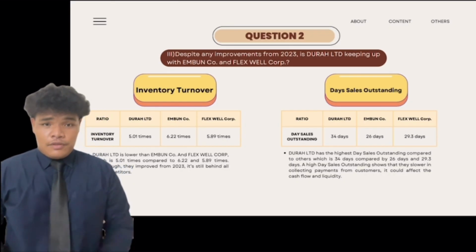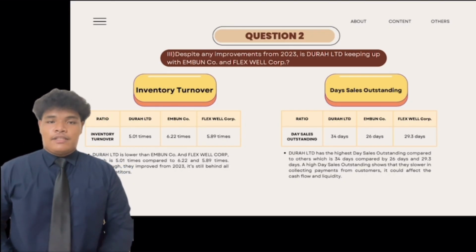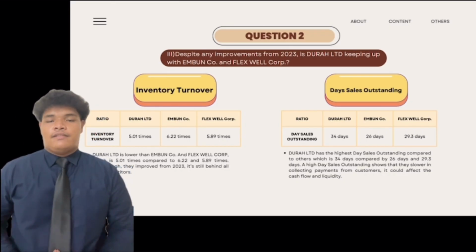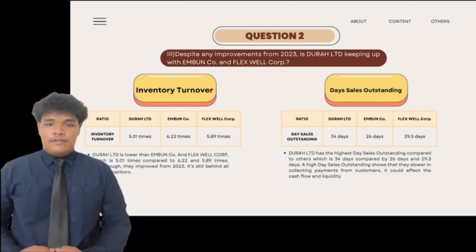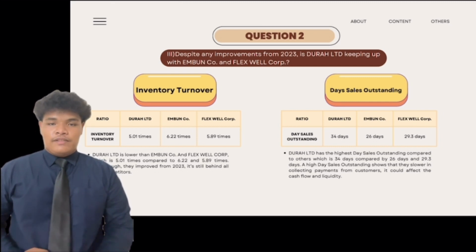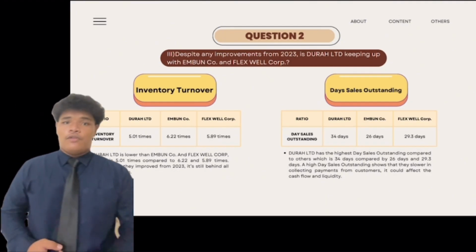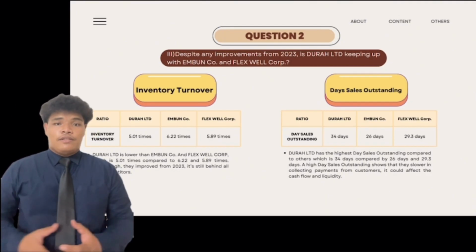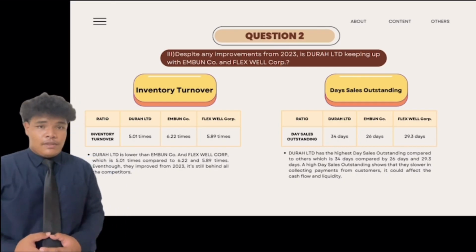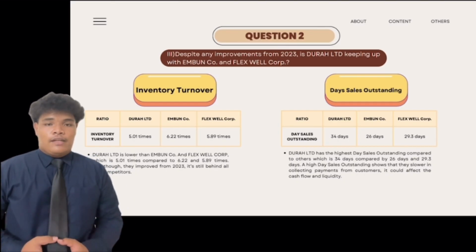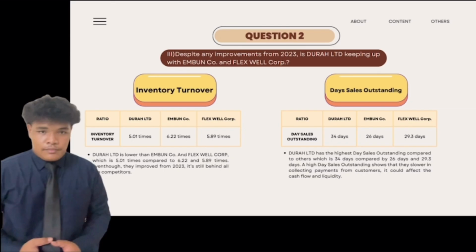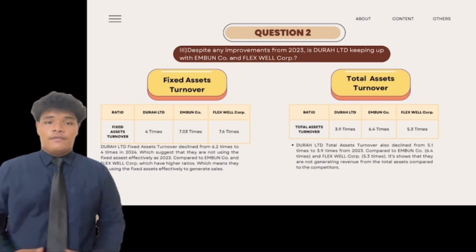And then let's move into days sales outstanding. Dura Ltd has the highest days sales outstanding at 34 days compared to 26 days for Ambon and 29.3 days for Flexwell. This shows that Dura is slower in collecting receivables, which can negatively affect cash flow and liquidity. Next is fixed asset turnover.